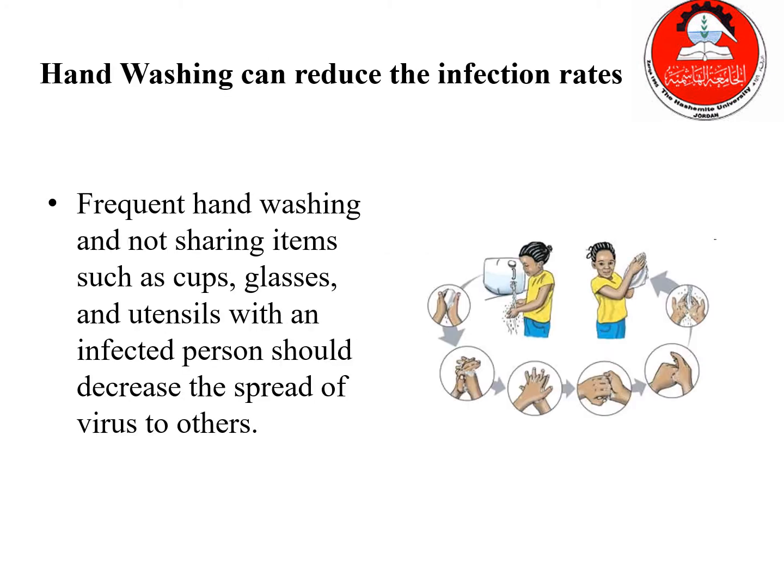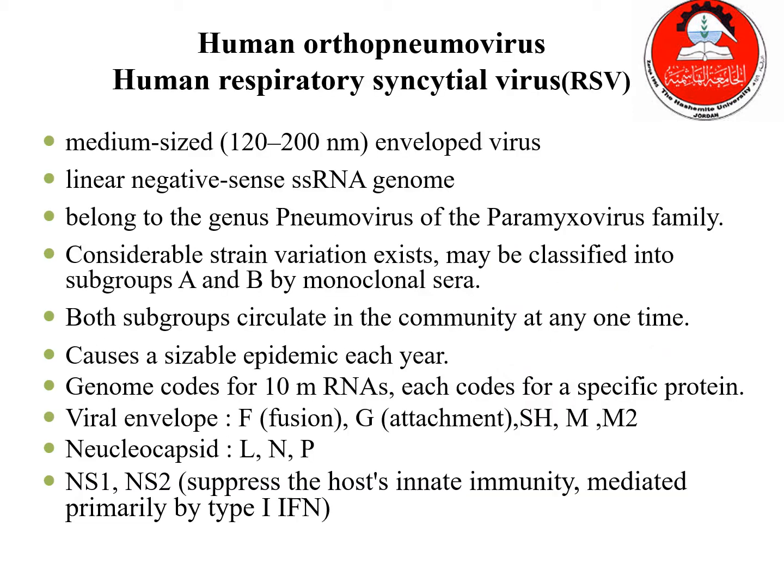As with other respiratory tract infections, we can break the cycle of transmission, which is usually through aerosols generated as a result of coughing, sneezing, talking, or others, and we need to take care of hand washing to break the cycle of transmission. So this is for the parainfluenza virus.